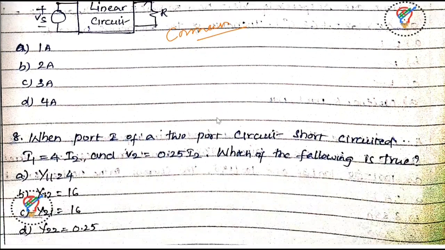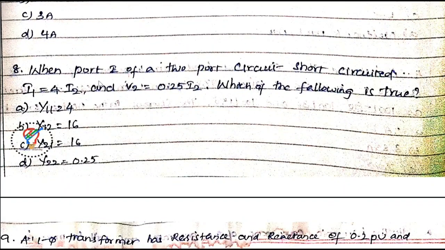Now next question. I have collected this question from the TNEB examination. When port 1 of the 2-port network shown is short circuited, I1 is equal to 4 into I2, V2 is equal to 0.25 into I2. Which of the following is true? I discussed this question in my TNEB video, so you can go through that video and judge the answer. The answer for this question is Y12 is 16. Okay, right. Next question.